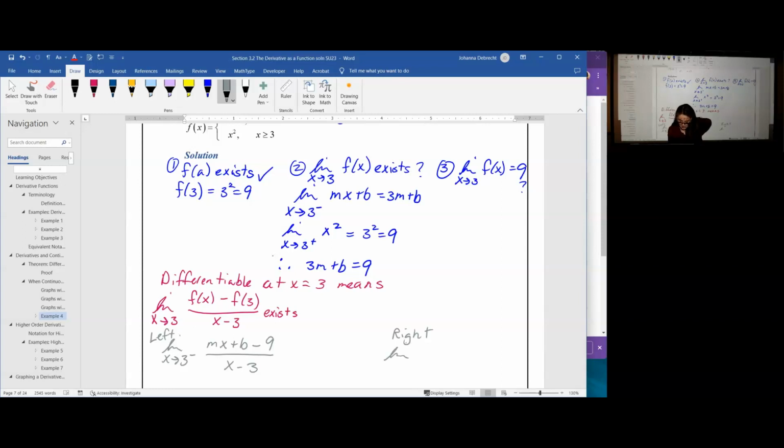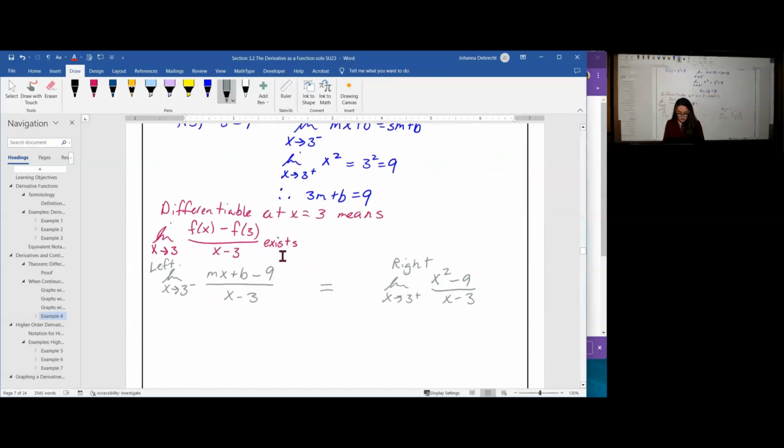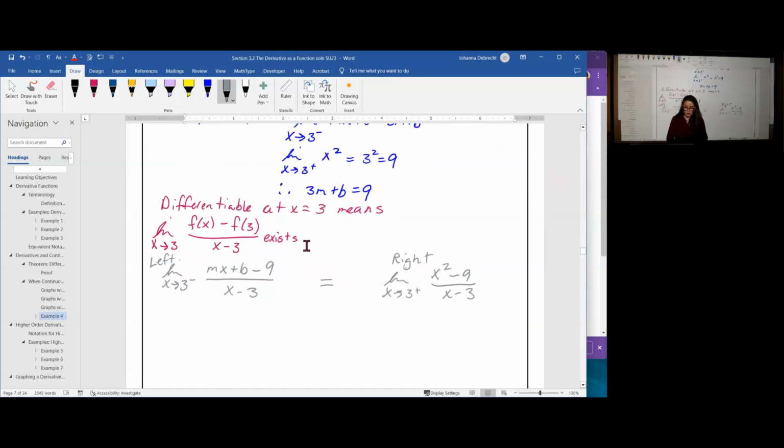The limit from the right establishes the rule x squared, and I get x squared minus 9 divided by x minus 3 must exist. And in fact, for the derivative to exist, these guys better be equal to each other. The two-sided limit has to exist for the derivative to exist. Now, there's not a lot that I can do with the derivative from the left because I don't know anything about m or b. In the second one, however, there is something I can do.